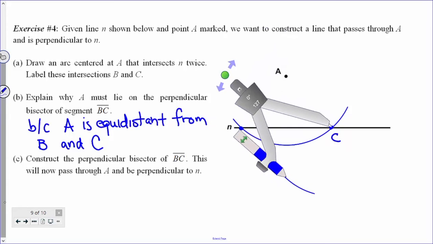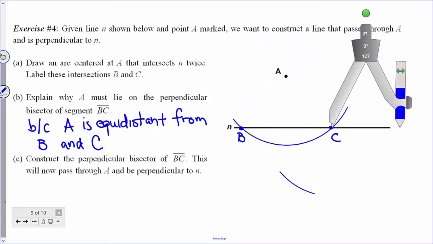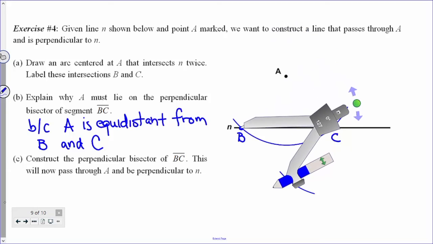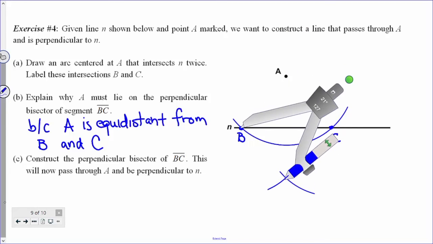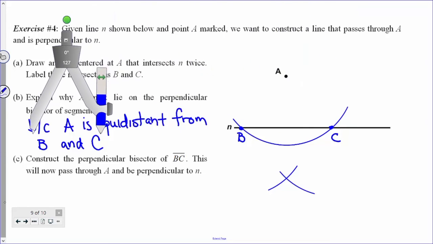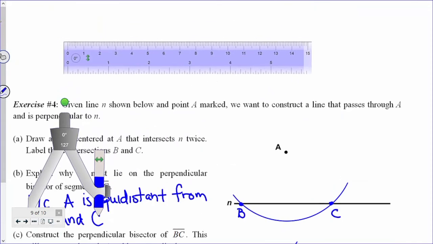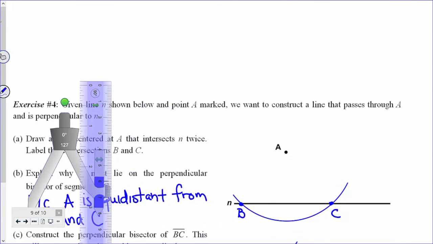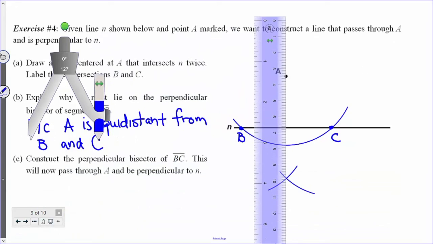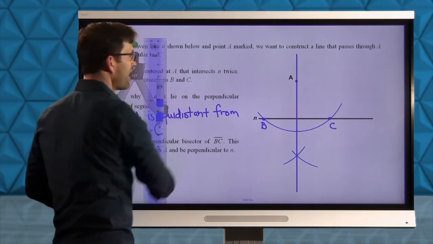Hey, it worked that time. Bring it up, switch it, continue to have exactly the same radius, bring it down, draw the arc, bring my compass back up. All right, bring my ruler down and over, and hopefully draw that line. And look at that.